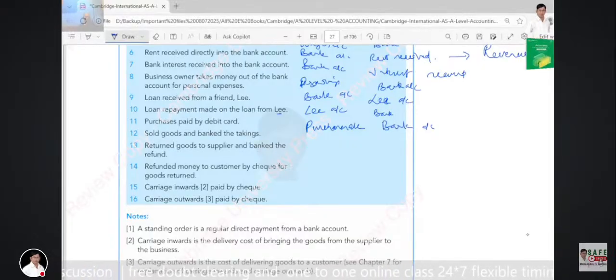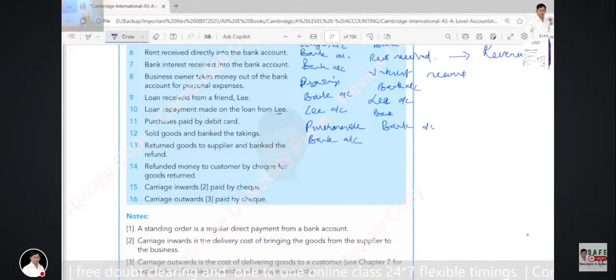Sold goods and bank takes. So what is happening here? Money is coming in bank. And what is happening? Sales. Sales is a revenue. Sales is a credit. So credit all incomes and gains. Revenue.